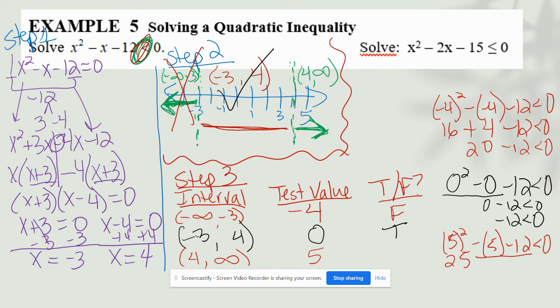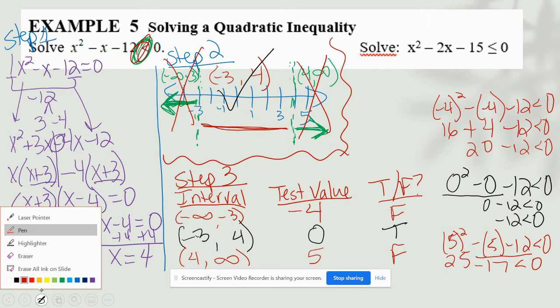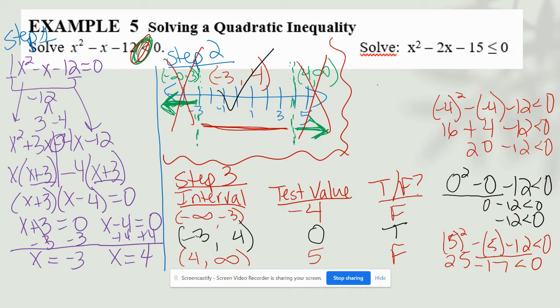25. Negative 5 minus 12 more is negative 17. Is 25 minus 17 less than 0? Nope, that's false. So we can't have that part either. That makes our grand total solution the interval of negative 3 to 4.